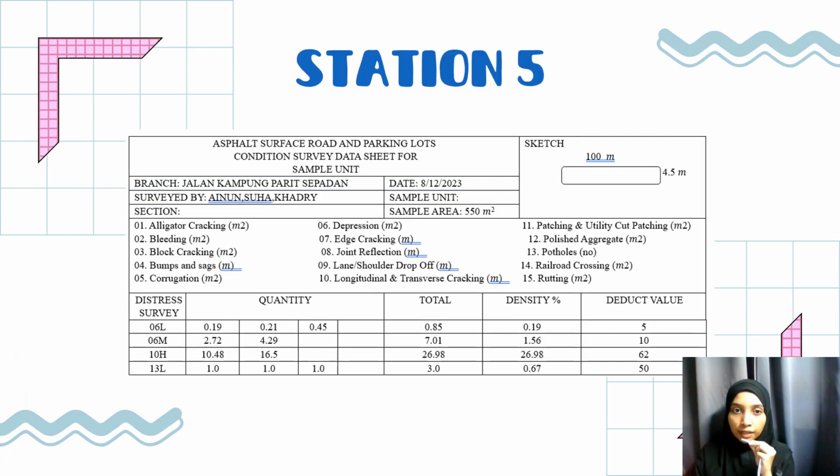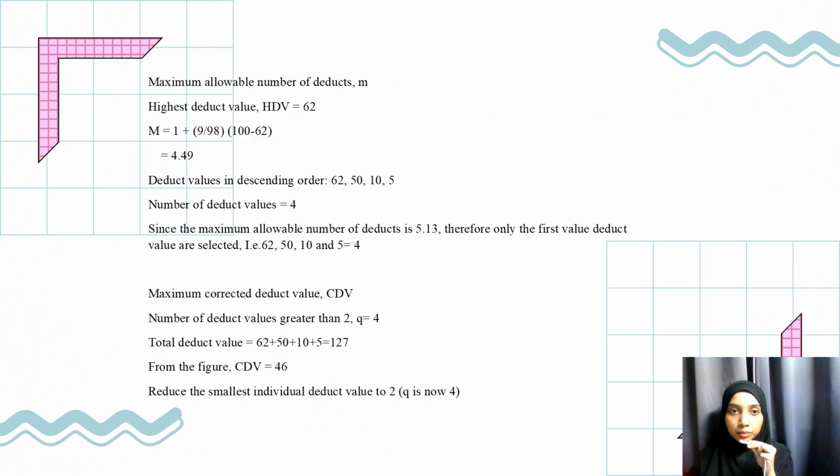For Station 5, which is the last station, this is the data that we have collected, and there are several damages that we have found. The maximum allowable number of deducts, M. Highest deduct value HDV is 62, so M is equal to 4.49. Deduct values in descending order are 62, 50, 10, and 5. So the number of deduct values is 4. Since the maximum allowable number of deducts is 5.13, only the first values are selected.